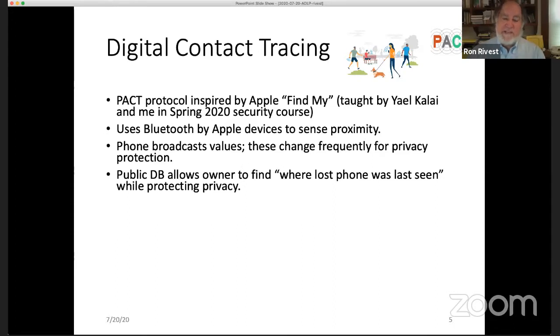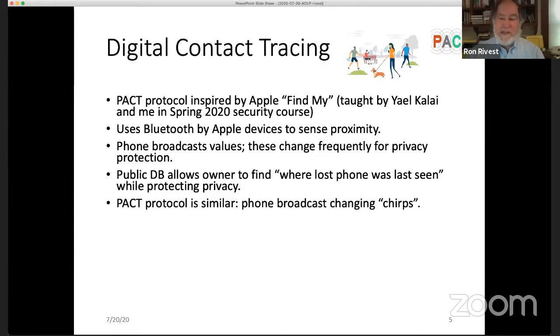There's a public database, nonetheless, that Apple maintains, which allows the owner to find out where the phone was last seen, and that location information was encrypted with the public key of the phone that was lost, the last time it was seen or heard. So the PACT protocol is similar to that.